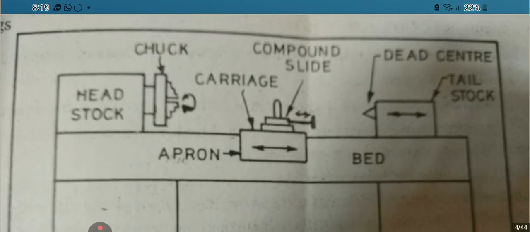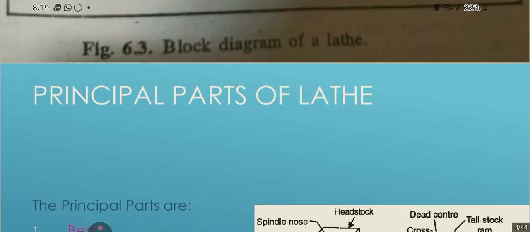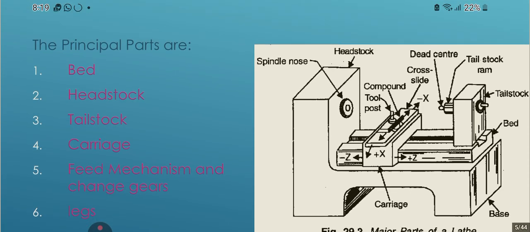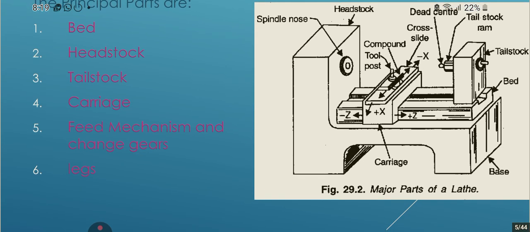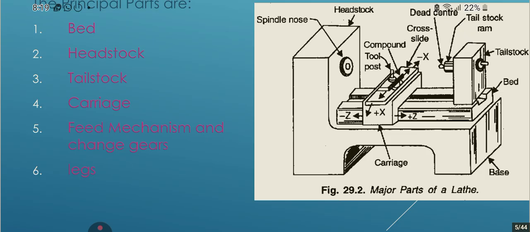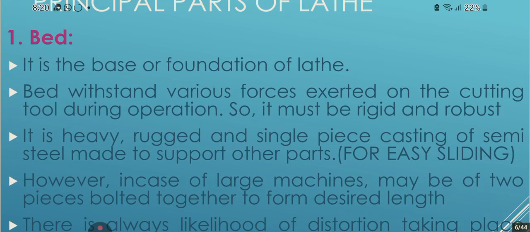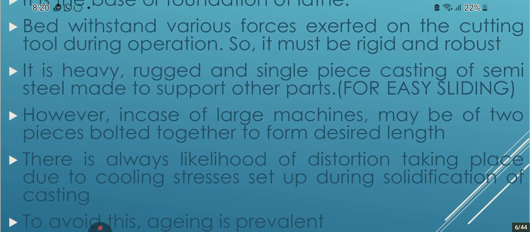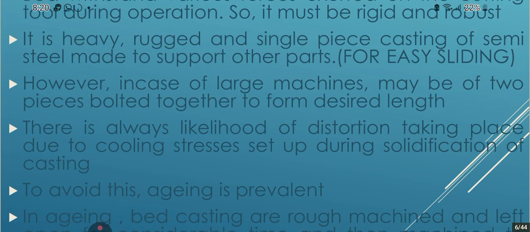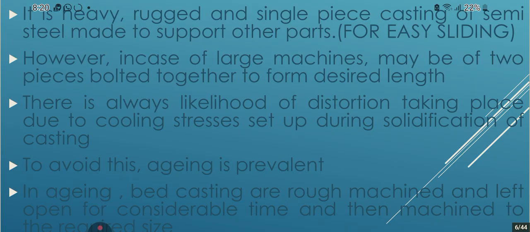So we have headstock, apron, bed, carriage, compound slide, dead center, tailstock, legs. Principal parts of a lathe. Principal parts are bed, headstock, tailstock, carriage, feed mechanisms, and change gears, legs. Bed is the base or foundation of the lathe. It carries everything, especially the cutting tool during operation, so it must be rigid and robust. It is heavy, rugged, and single piece cast.